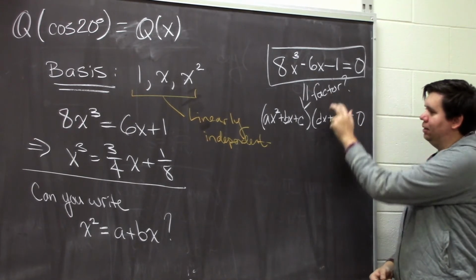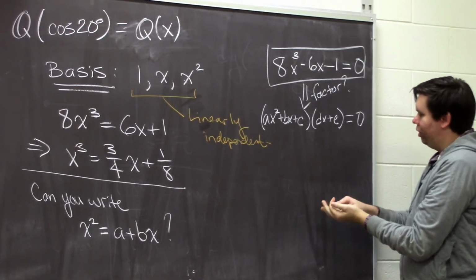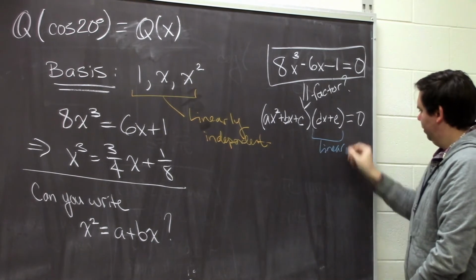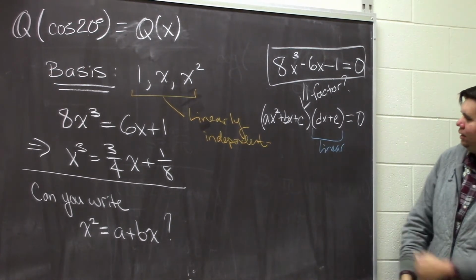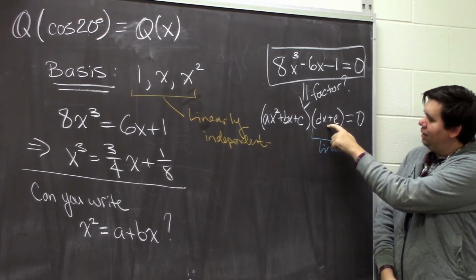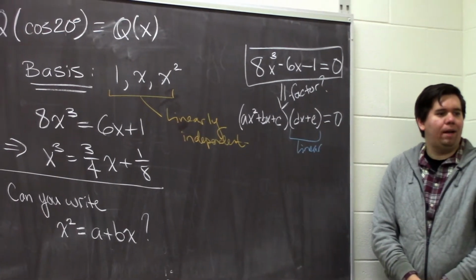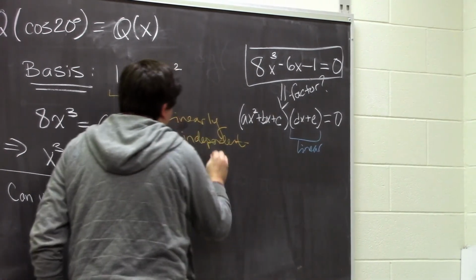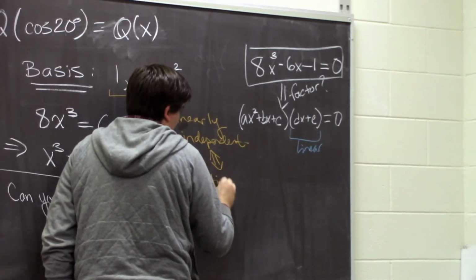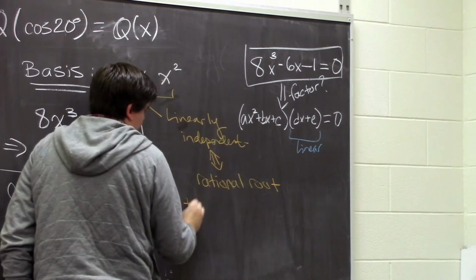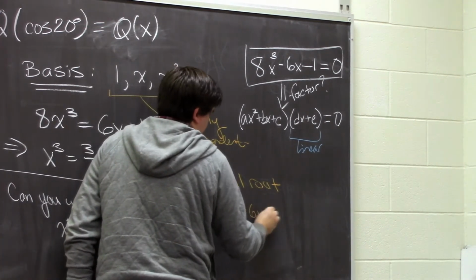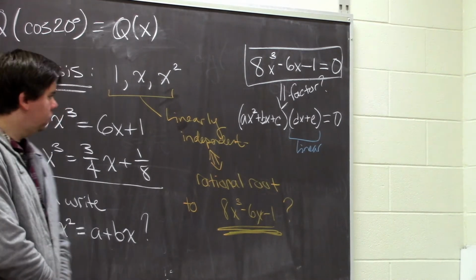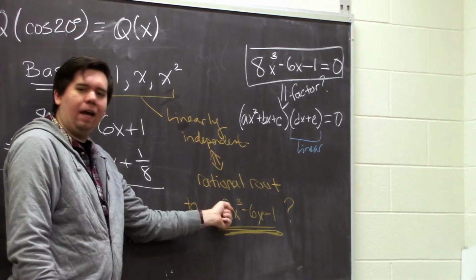But if we can factor this, since this is a cubic, one of the terms must be linear. And a term being linear is saying that x is actually a root of this guy, and so that's giving you that your x is actually a rational value. So this being linearly independent comes out to be equivalent to saying, is there a rational root to 8x cubed minus 6x minus 1? Does this function have some rational root? And so what I'm going to argue now is that this function does not have a rational root.